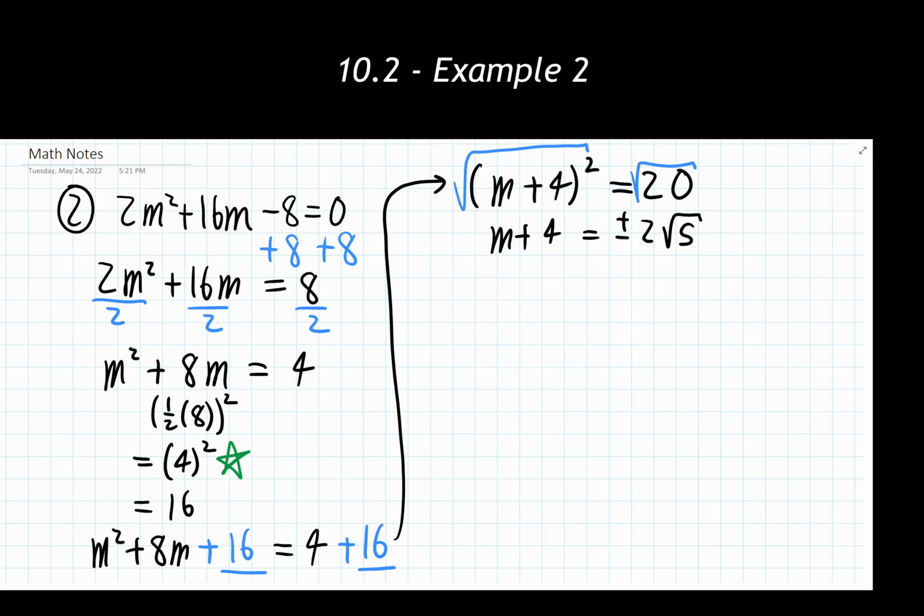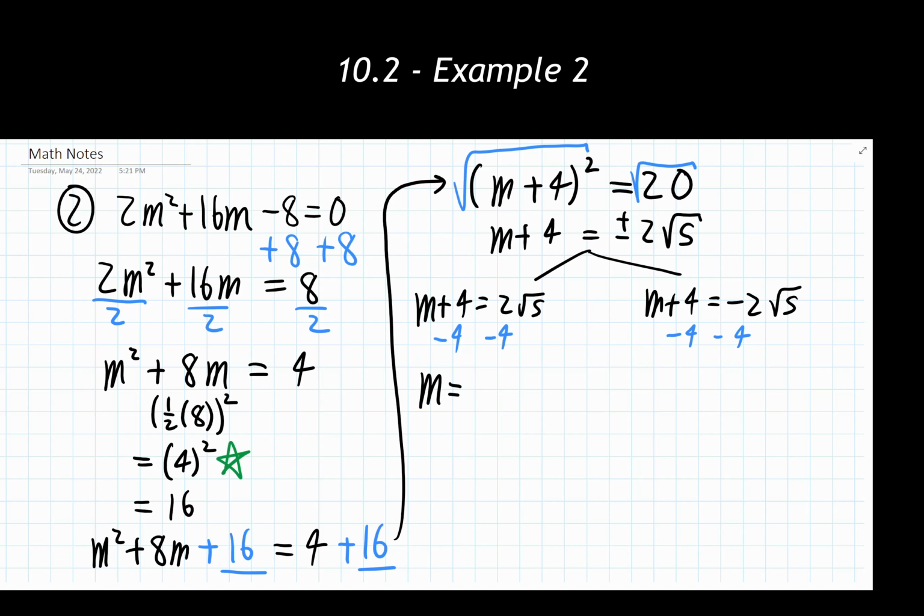You can learn or use the previous methods that we have for simplifying radicals down as necessary. But we're going to be getting 2 square root 5 showing up there. And now at this point in time, I've got this positive and negative here, so I need to split this up into my 2 scenarios. Where is m plus 4 equal to a positive 2 square root 5? And where is m plus 4 equal to negative 2 square root 5? In both instances, I'm going to be subtracting 4 from both sides of the equations.